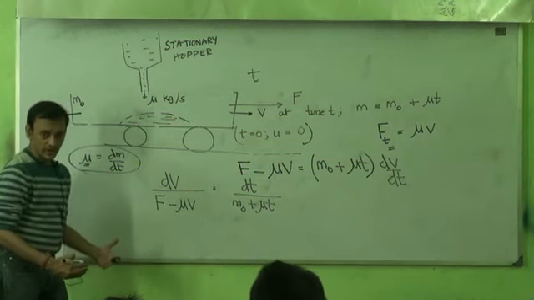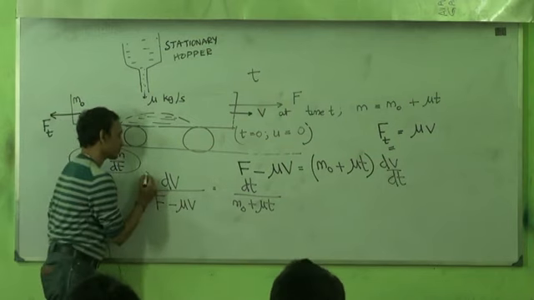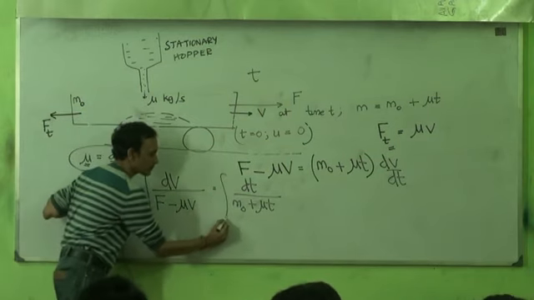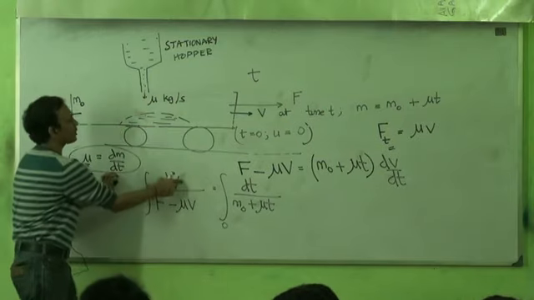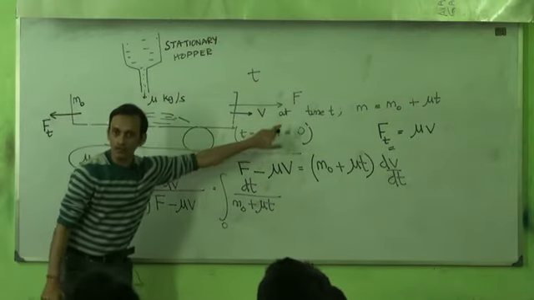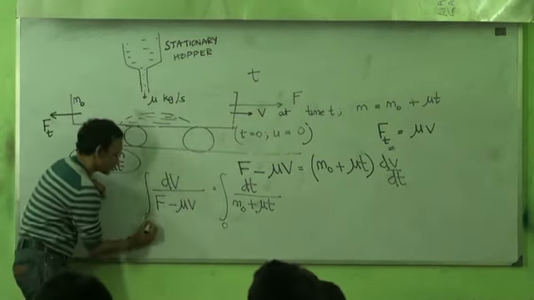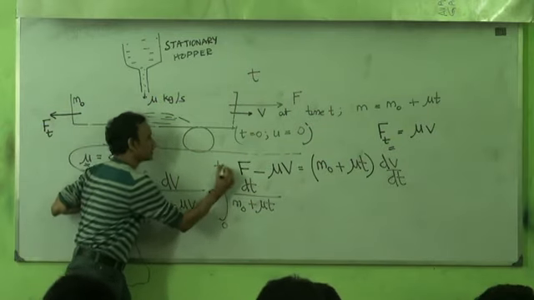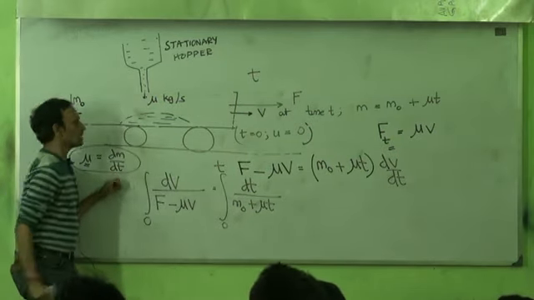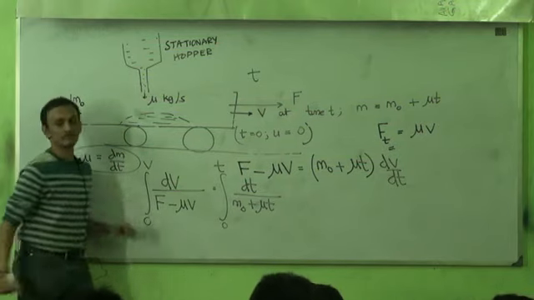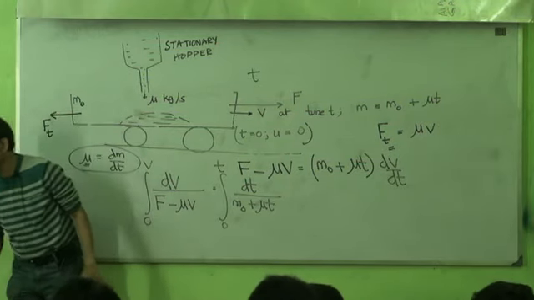One could integrate both sides. At time t equal to 0, what was v? v was 0. At time t equal to t, let's say v became some v. Clear?